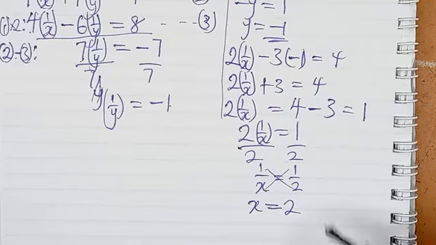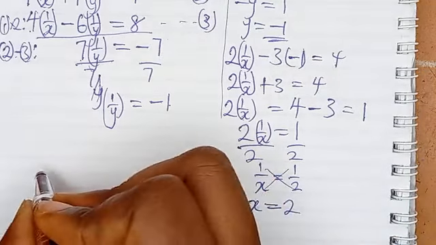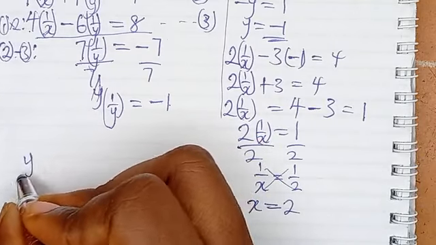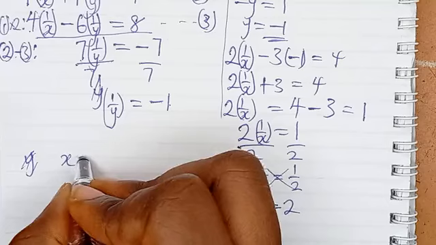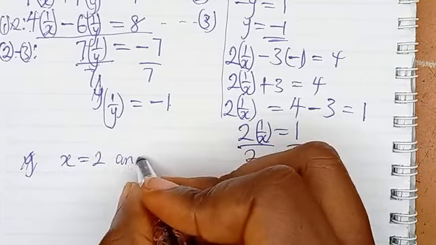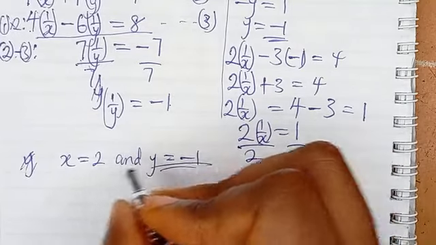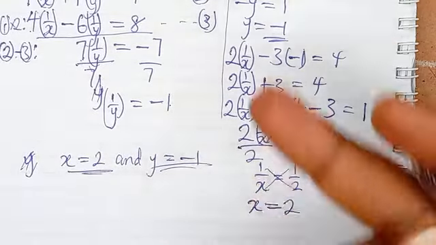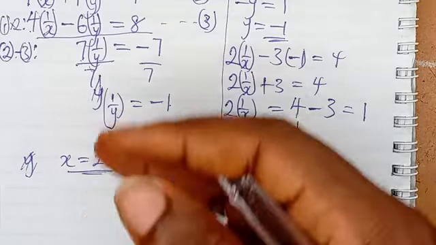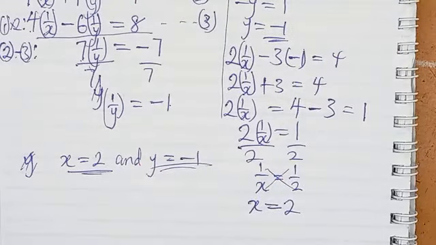So x is 2 and y is negative 1. So the solutions to the equations are, write x first, x is equal to 2 and y is equal to negative 1. So when you do your check, you're going to find that these two solutions satisfy the given equations.